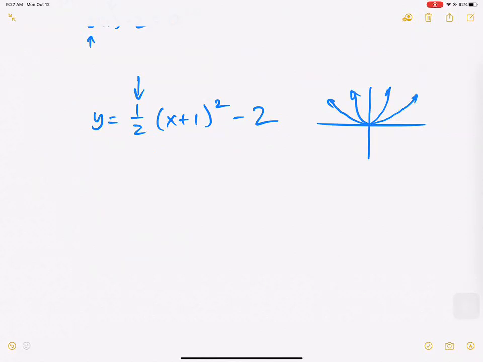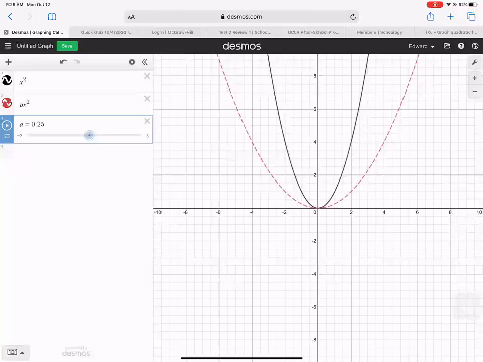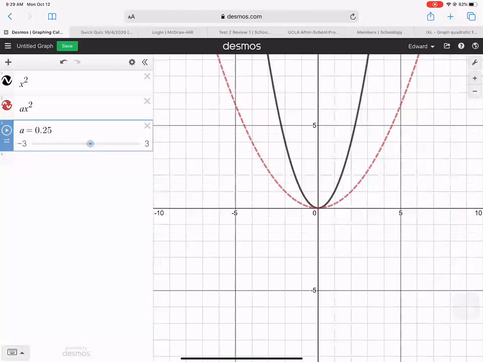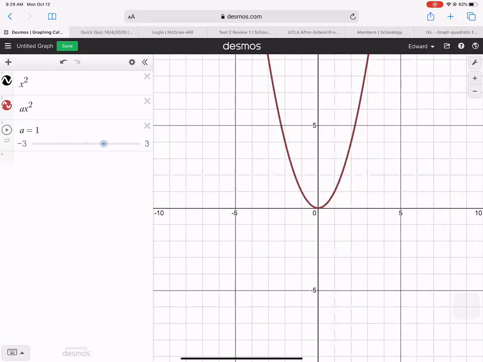Now, give me a sec. I'm going to show you this. Okay, so just to show you this example, we have x squared right in the middle in the color black. And then we're going to change our a value. So if the a value was exactly 1, it would be exactly the same graph, 1x squared. If I make this 2, like we mentioned before, the graph becomes skinnier. It becomes faster.